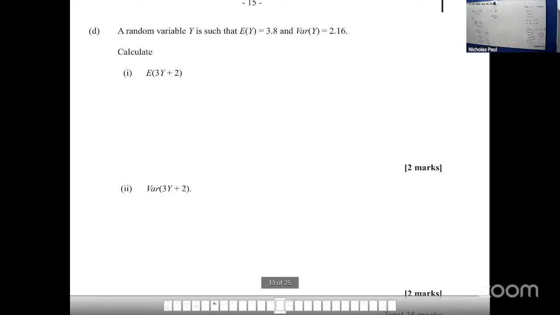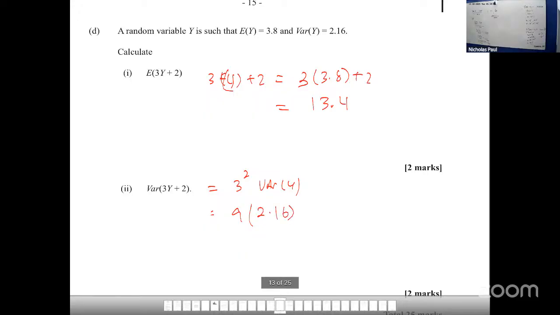You're almost done. So the first one, you should have 3 E of Y plus 2. So that's 3 by 3.8 plus 2. How much is that? 13. Next will be, remember, it's 3 squared by variance of Y. So that's 9 by 2.16, which is 19.44. That's okay.